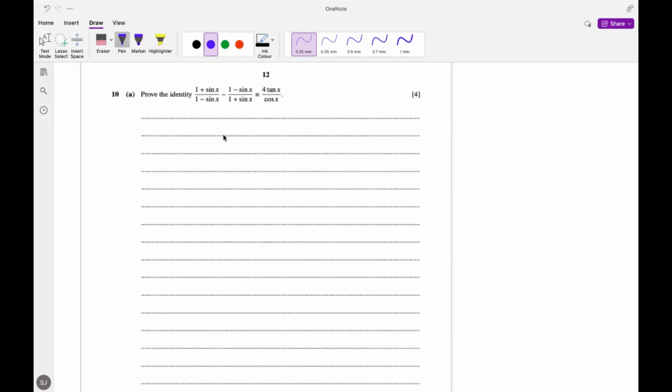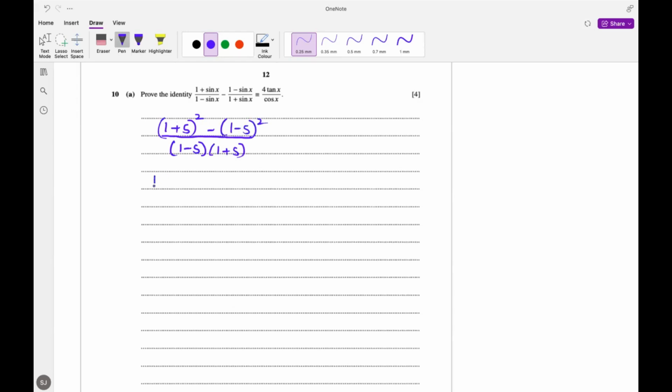In question 10, we have to prove the identity (1 plus sin x)/(1 minus sin x) minus (1 minus sin x)/(1 plus sin x) is equal to 4 tan x upon cos x. In the first step, we can simply take the LCM in the denominator, which will be (1 minus sin x) and (1 plus sin x). Taking the LCM, this will become (1 plus sin x) whole squared, minus (1 minus sin x) whole squared.